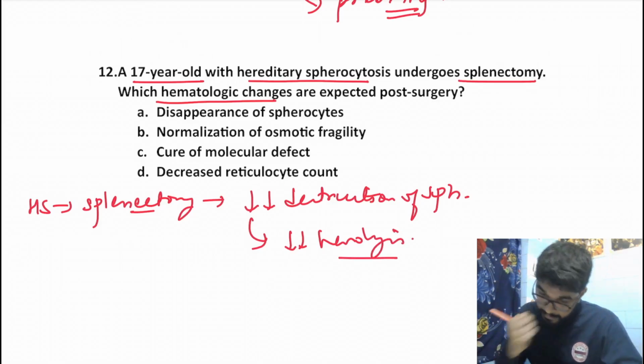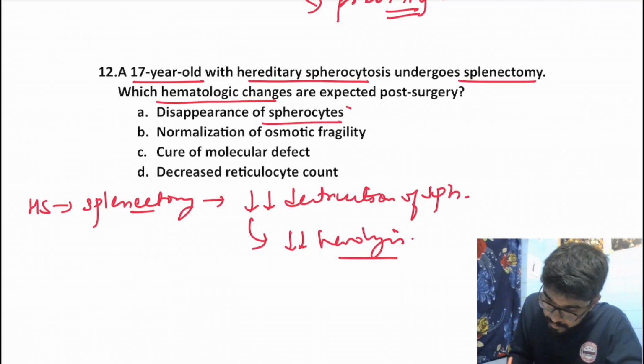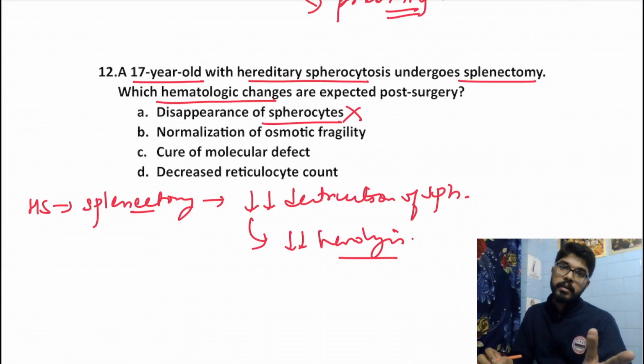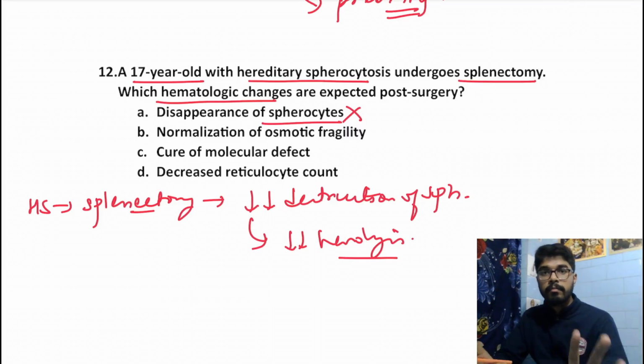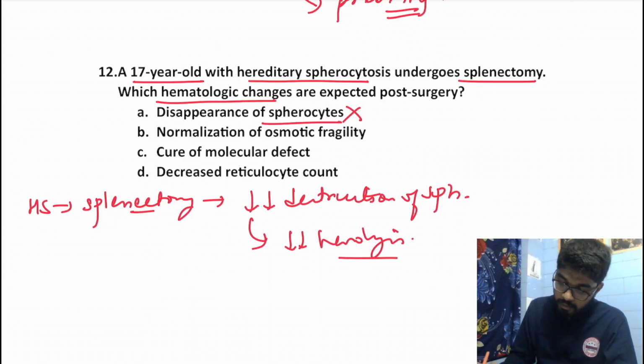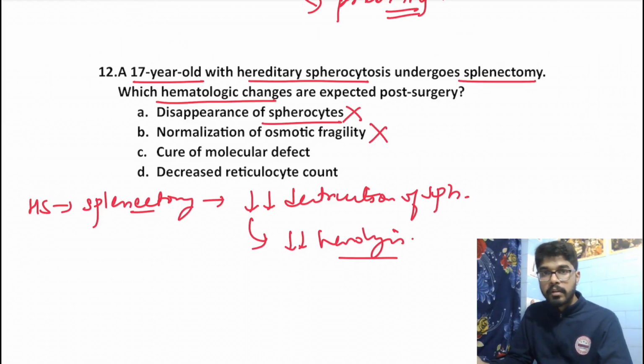Okay. Let's have a look into the options. Disappearance of spherocytes. No, the spherocytes are formed in the capillary bed, right? The spleen is responsible for destruction of the cells, but they will be formed in any of the capillary beds, because in hereditary spherocytosis your membrane is defective. Whenever it passes through a capillary, there will be trimming of the membrane, resulting in formation of spherocytes. Normalization of osmotic fragility. No, it does not cure the defect. Cure of molecular defect. No, this is also incorrect.